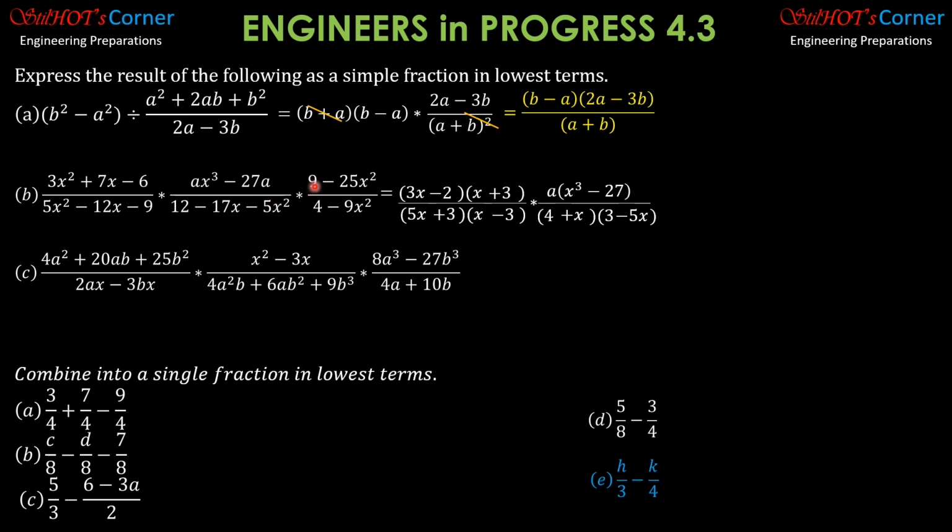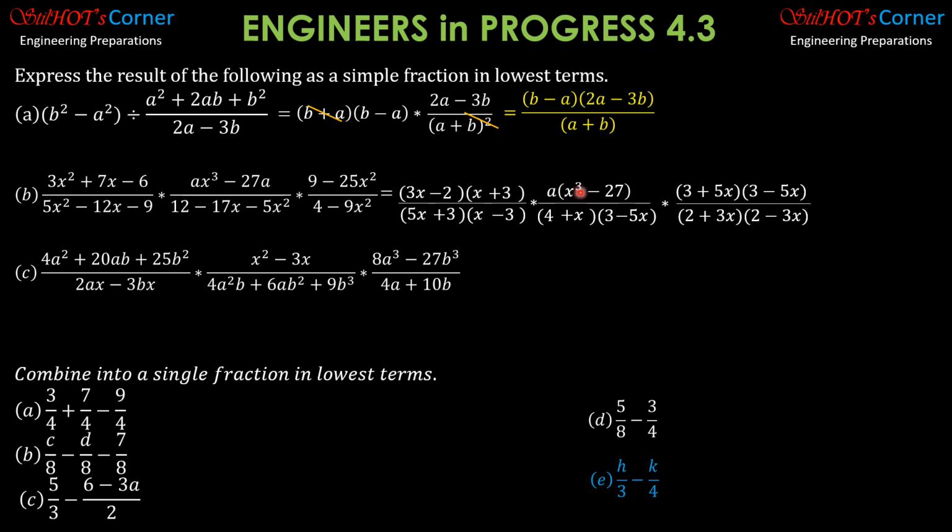So this one is 3 squared minus 5x quantity squared. So difference of two squares. Factors are 3 plus 5x and 3 minus 5x in the numerator. In the denominator, this is also a difference of two squares: 2 squared minus 3x quantity squared. Factors are 2 plus 3x and quantity 2 minus 3x.